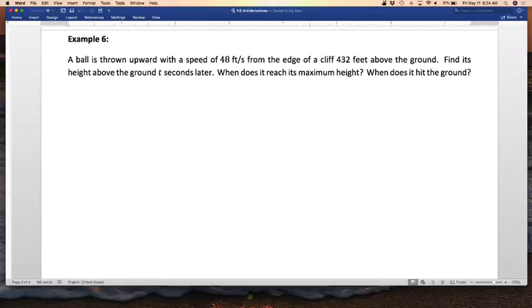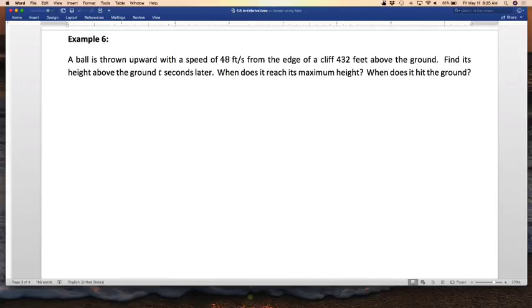Ball is thrown upward with a speed of 48 feet per second from the edge of a cliff 432 feet above the ground. Find its height above the ground t seconds later. When does it reach its maximum height, and when does it hit the ground?